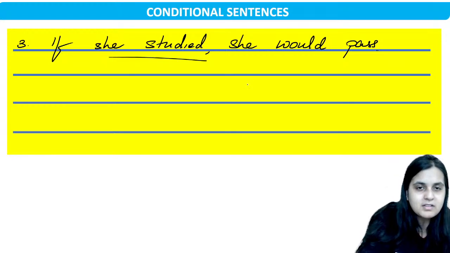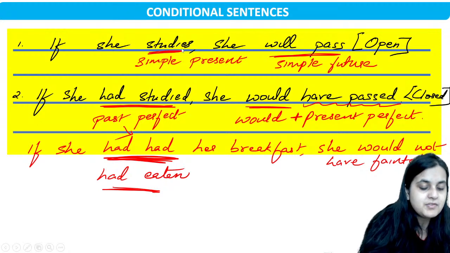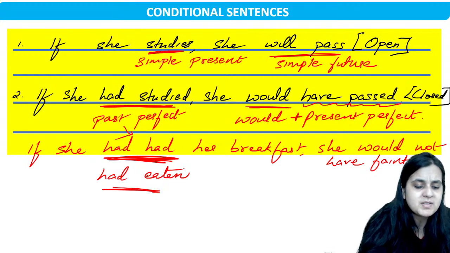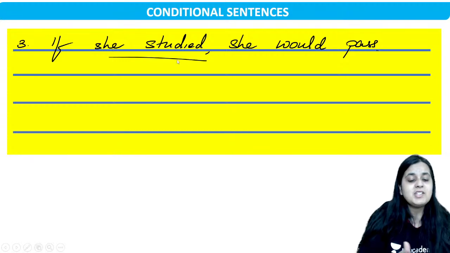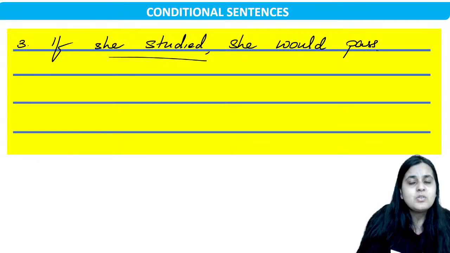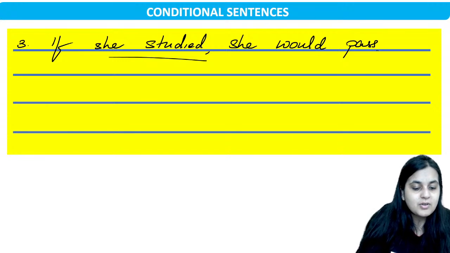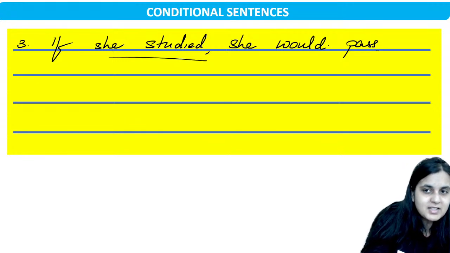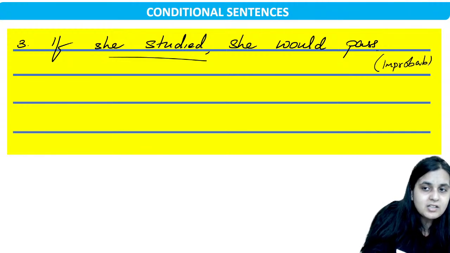So the difference here is this is very much possible. If she studies, she will pass. Hi Rishabh. If she studies, she will pass. This is very possible. But if she studied, she would pass. Now, if she studied, but she does not study, so how will she pass? So, got it? This is basically very impossible or impractical or improbable. The chances of it happening are very low.